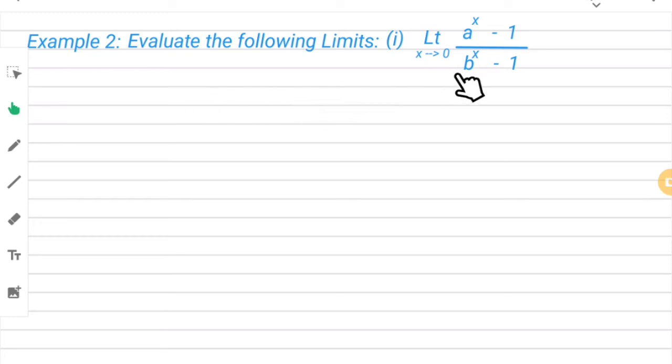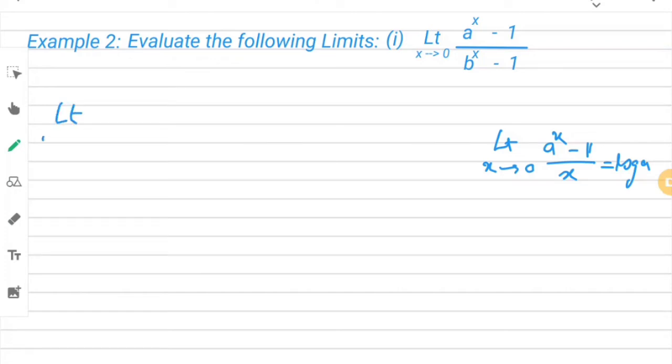Here limit x tends to 0 (a power x minus 1) whole divided by (b power x minus 1), and this one is in the resemblance of limit x tends to 0 (a power x minus 1) by x, and we know the result of this one is log a. This is one we used in a previous sum also. This same thing we used in a previous one, right? Fine. Here I'm going to divide x to the numerator as well as to the denominator.